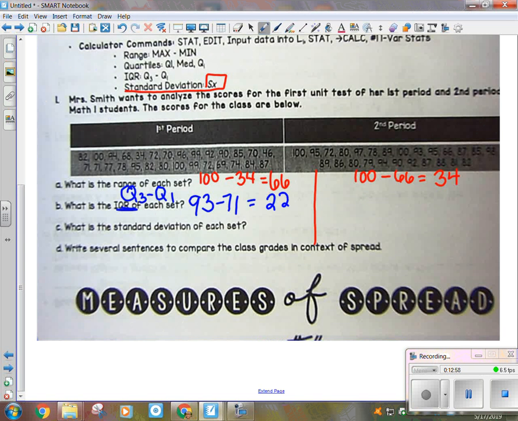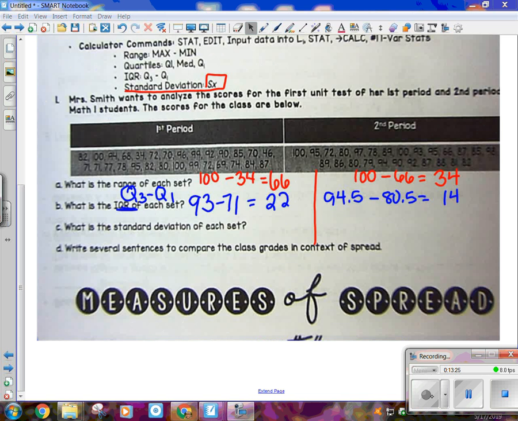22. So the inner box part, like if we had a box and whisker, that would be how far apart the box is. All right. How far apart is second period? What's your Q3 and Q1? 94.5 minus 80.5. And so the difference is 14. So your box is a lot shorter, a lot closer together, indicating the scores are not very spread out.